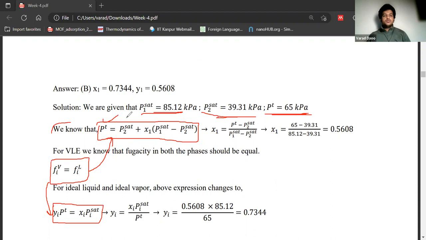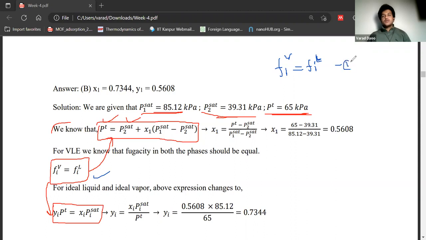So Pt is equal to P2 sat plus x1 into P1 sat minus P2 sat. Let me do it for those of you who do not have the understanding. This is very clear: for two phases to be in equilibrium, the fugacity of vapor has to be equal to the fugacity of liquid, right?